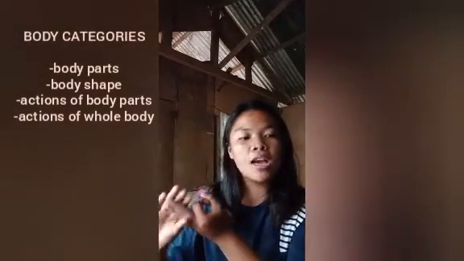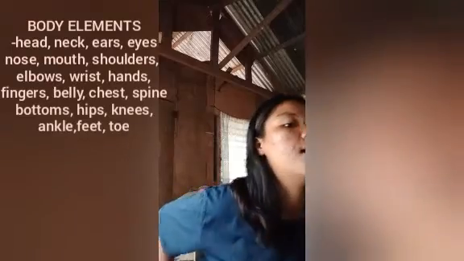So we will start with the concept of the body, whose categories are the body parts, the body shapes, actions of body parts, and actions of the whole body. The body parts category includes common body elements, which are our head, neck, ears, eyes, nose, mouth, shoulders, elbows, wrist, hands, fingers, belly, chest, spine, back, bottom, hips, knees, ankle, feet, and toes.